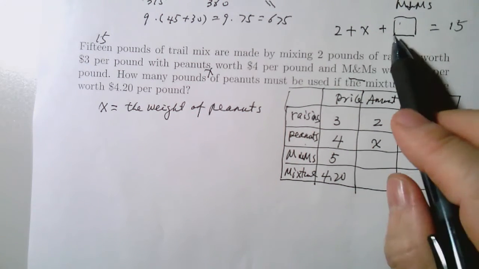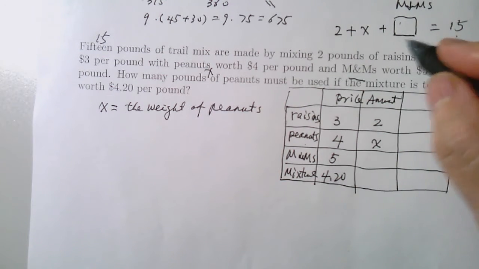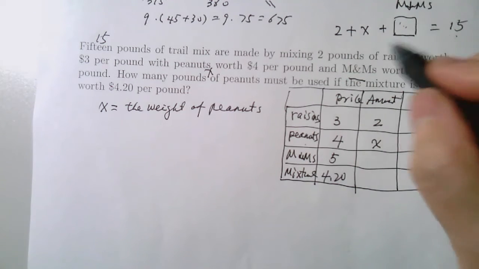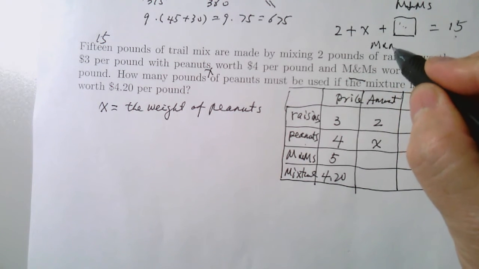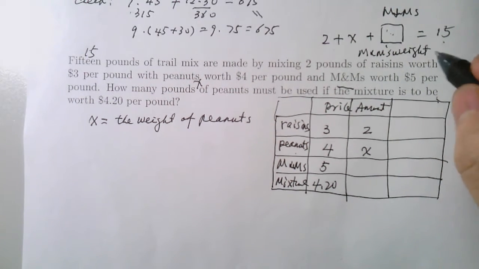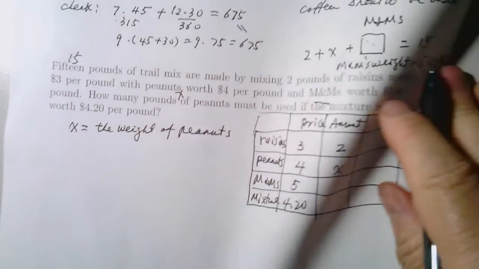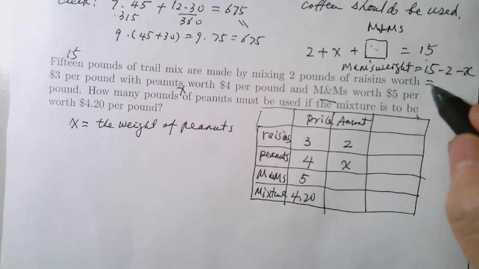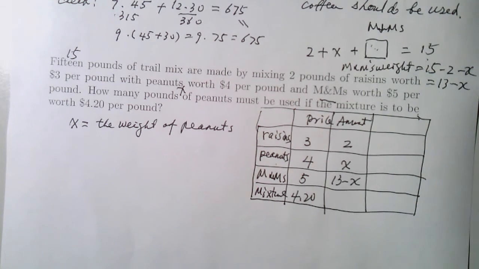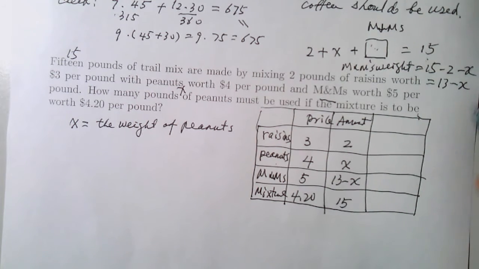So that means the M&M's weight is going to be 15 minus (2 plus X). So 15 minus, and that's M&M's weight, equal to 15 minus 2 minus X, which is 13 minus X. So that's 13 minus X. And the mixture we know is 15 pounds. So the values.